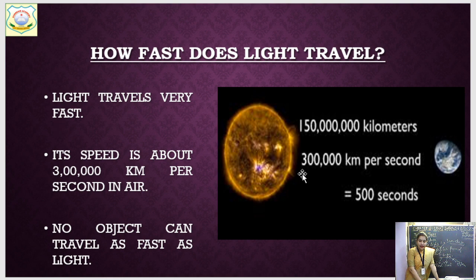The speed of light is, see, 3 lakh kilometer per second. Like in just 1 second, the moment I am speaking, the light can travel this much kilometer distance. And this much kilometer distance, you can never imagine it. You can go around the earth so many times. No object can travel as fast as light. So the speed of light is the fastest ever.